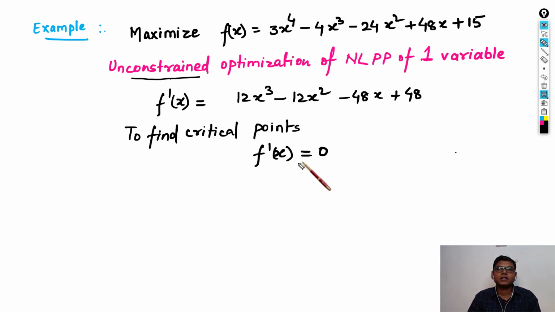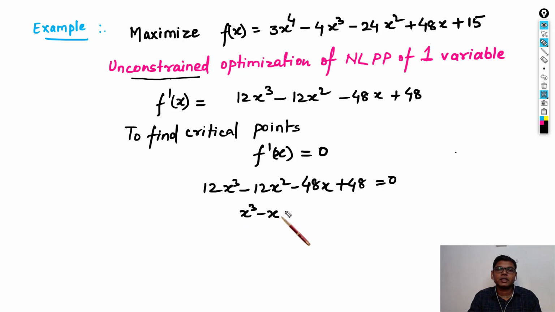If you equate this equal to 0, you will get 12x cube minus 12x square minus 48x plus 48 is equal to 0. You can see 12 is common here, so I will be removing that. I will be getting this much: x cube minus x square minus 4x plus 4 is equal to 0.